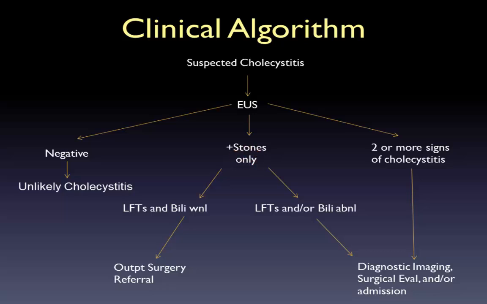So then you've got to decide, how sick are they? How do their labs look? If they're looking pretty good, their symptoms improve, they can take PO, they've got normal labs, then they're probably okay to do an outpatient surgery referral. And then maybe if their symptoms continue, they can have an elective cholecystectomy.